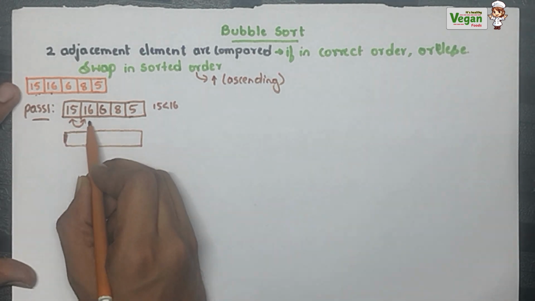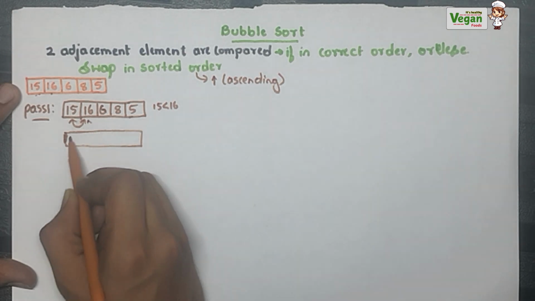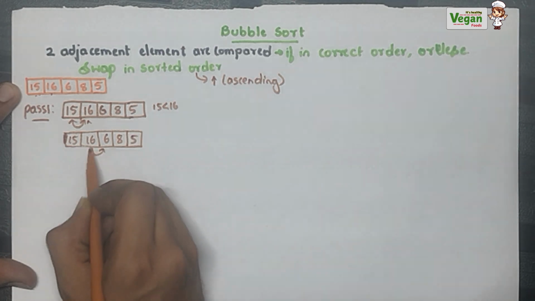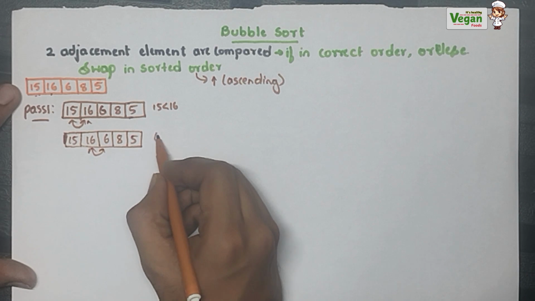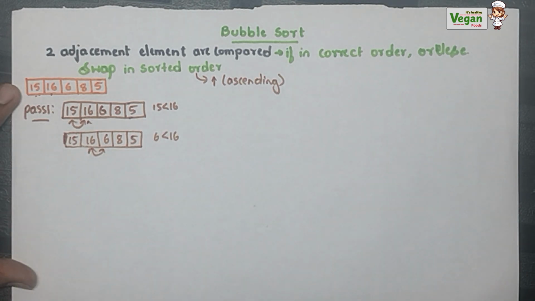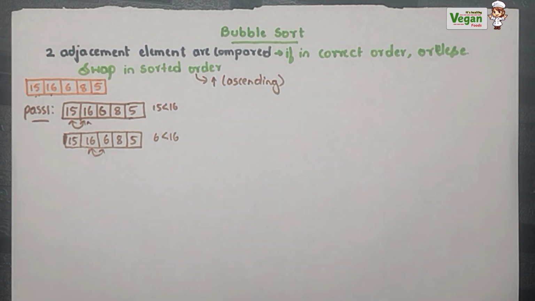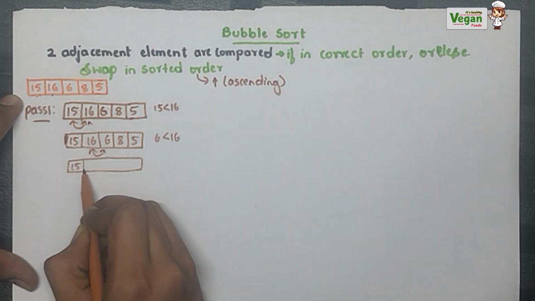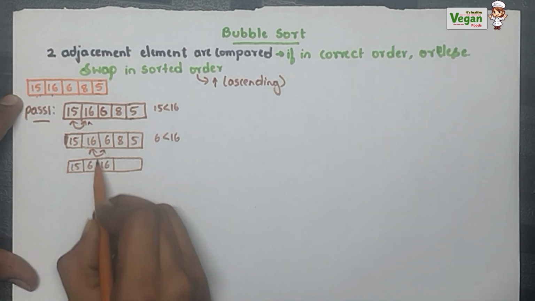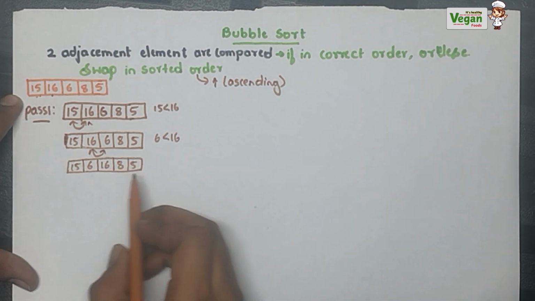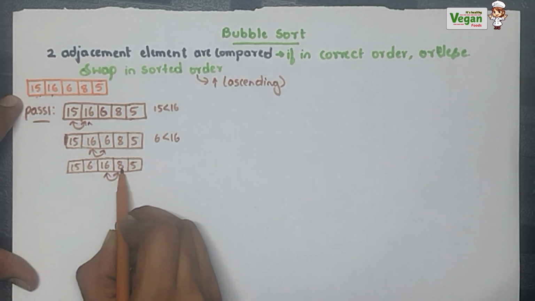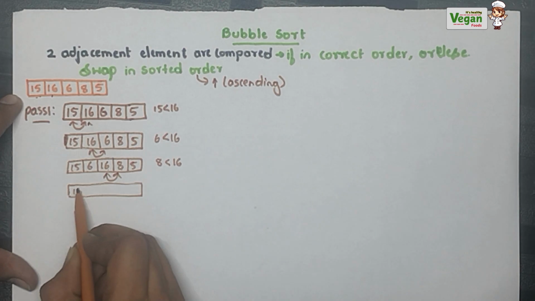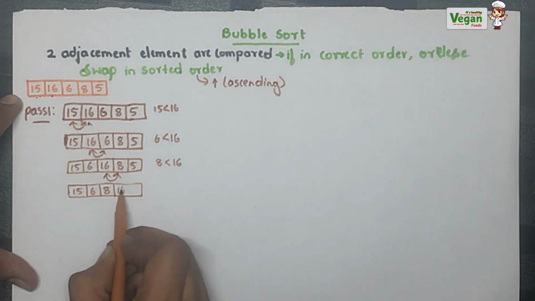Now I will compare 16 and 6. So 15, 16 stay the same, then 6, 8, 5. Comparing 16 and 6, 6 is less than 16, so they are not in the sorted, that is increasing, order. I will swap them. So 15 will be here, 6 will be here, and 16 moves up to its place, then 8 and 5. Now the next two, 16 and 8, will be compared. 8 is less than 16, so I will swap them. So 15, 6, 8, 16 and 5.